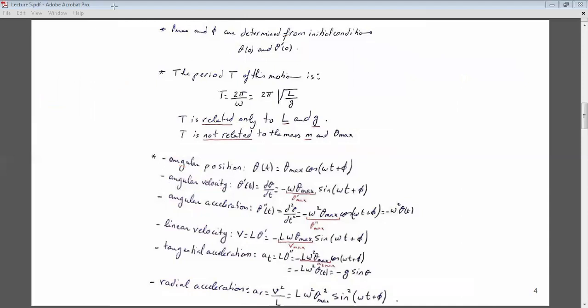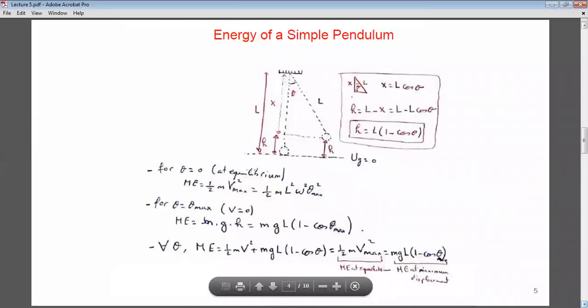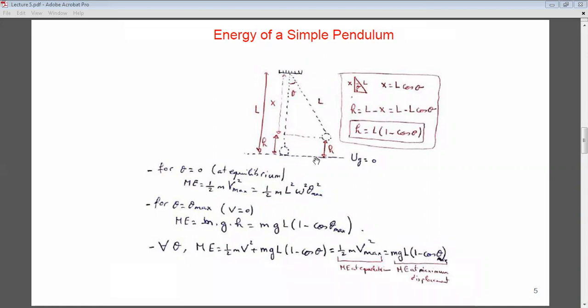Now, the last thing about the pendulum has to do with the energy. What's happening over here? Also here we have conservation of mechanical energy. But what are the important positions? The important positions are for theta equal to 0, that is at equilibrium. So at equilibrium, what happens? At equilibrium, there is no height, which implies there is no potential energy. Potential energy is equal to 0.